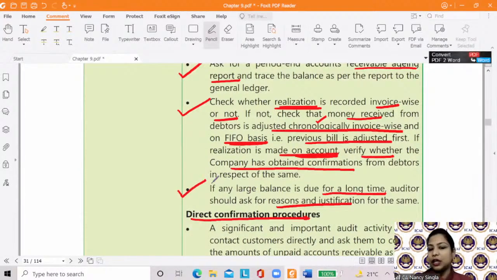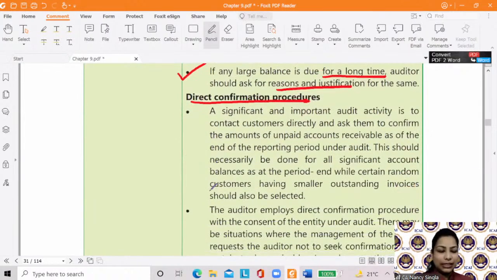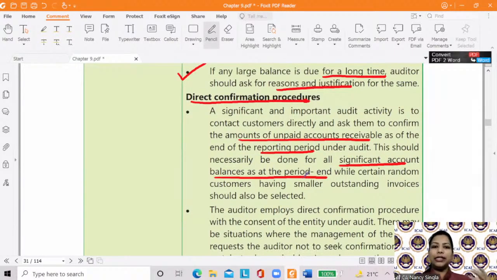If any debtor is outstanding for a long time, then the auditor needs to ask the management with respect to the reasons. Direct confirmation procedure, let me mark the keywords here also. It says ask them about the amount of unpaid accounts at the end of the reporting period. Significant account balances at the period end, let's say 10 lakhs, 20 lakhs, depending upon materiality or auditor's professional judgment, take those for significant debtor balances. Further, small outstanding balances you can also select on a random basis and send confirmation.